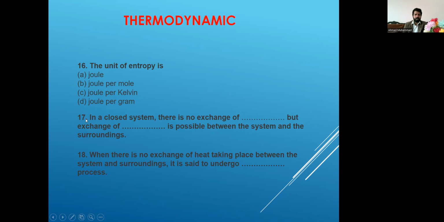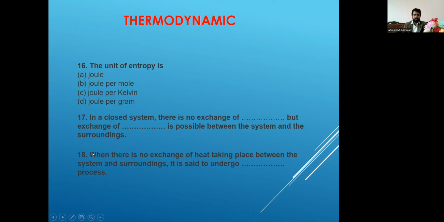For question 17, in a closed system there is no exchange of mass. Here the blank should be mass, and the exchange of energy is possible between the system and surrounding for a closed system.